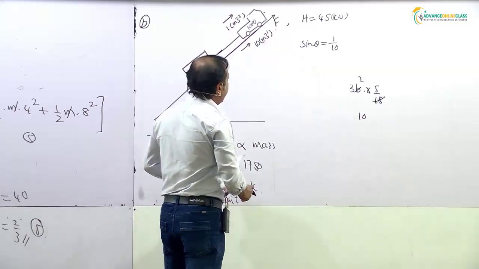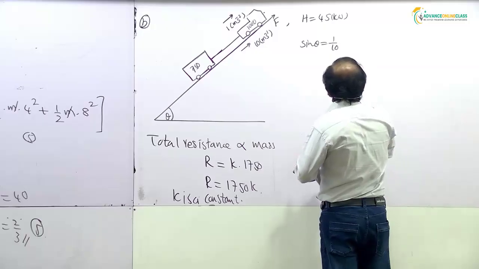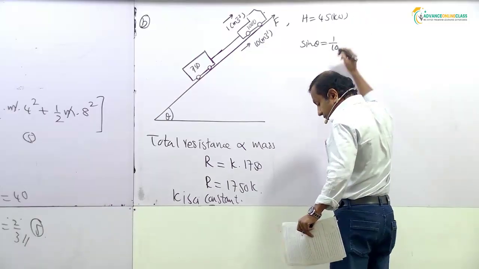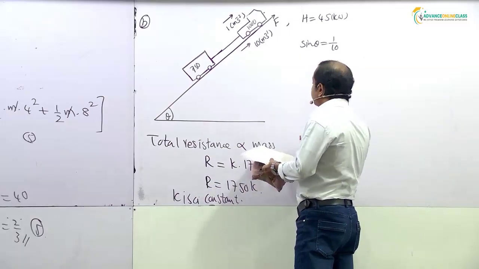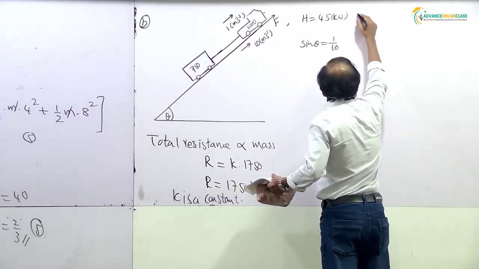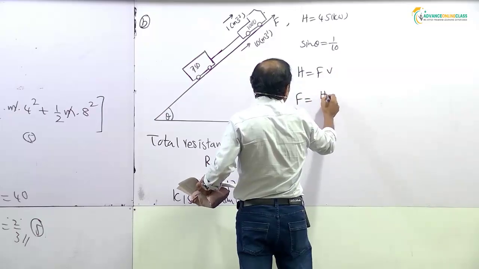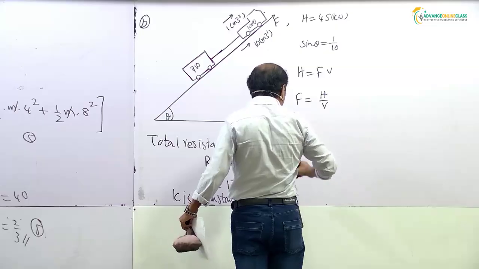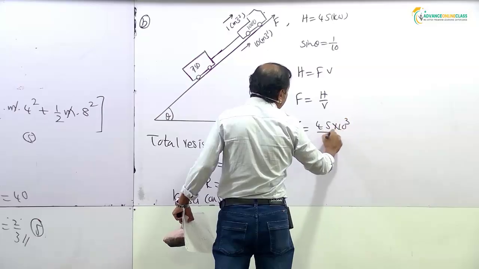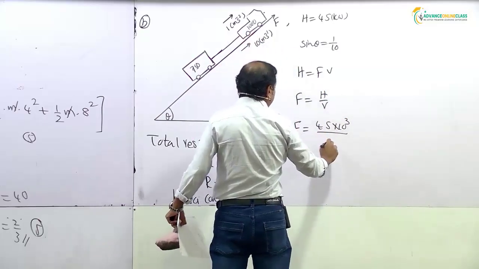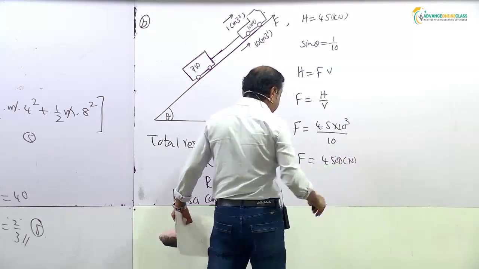Then we can write first, the tractive force. Power equals F times v, so F equals P upon v. P means 45 kilowatt, 45 into 10 to the power 3. At that moment, velocity is 10 meters per second. Then this gives us 4,500 newtons.